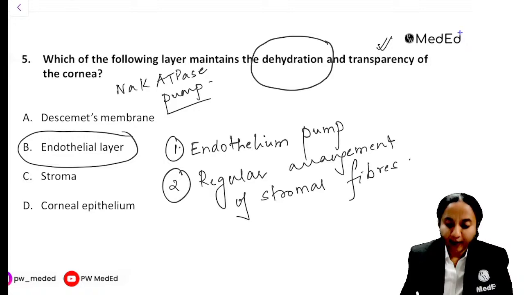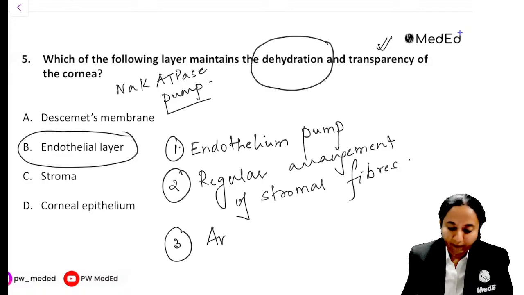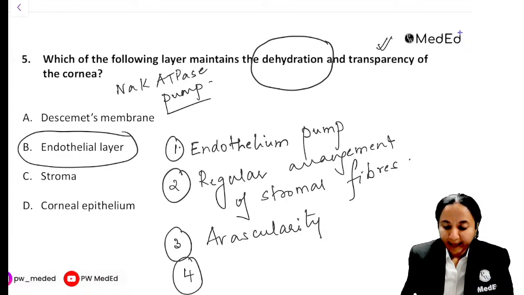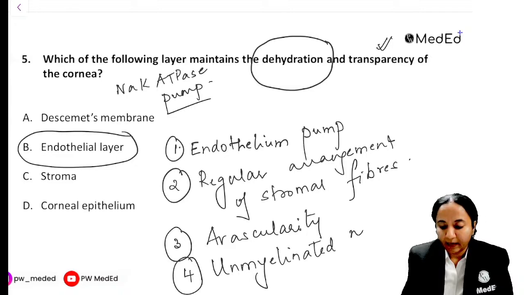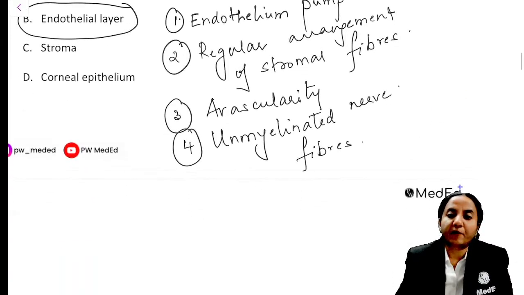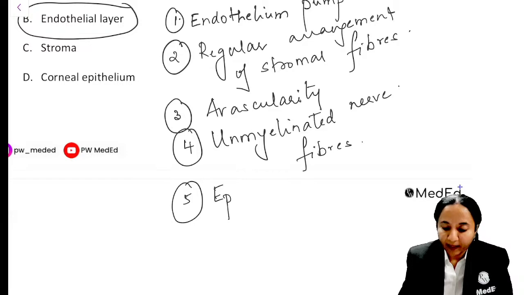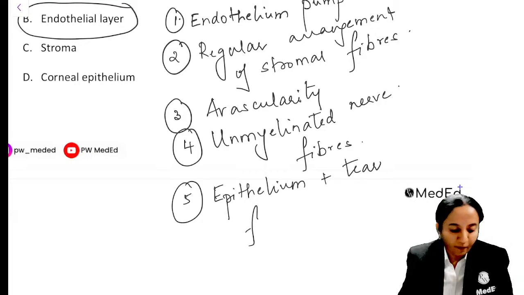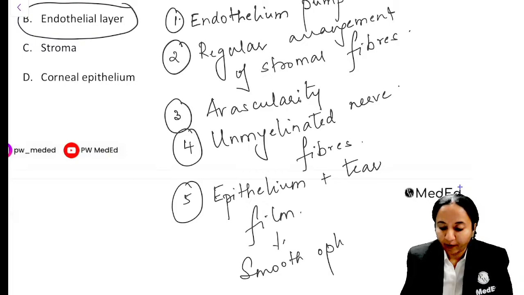Then the third cause for the transparency of the cornea is that it is avascular. Very good. Avascularity. Then the fourth is that the nerve fibers in the cornea are unmyelinated. So endothelial pump, regular arrangement of the stromal fibers, avascularity, unmyelinated nerve fibers, and the last one is the epithelium and the tear film, which maintain a smooth optical surface. This every one of us must know.